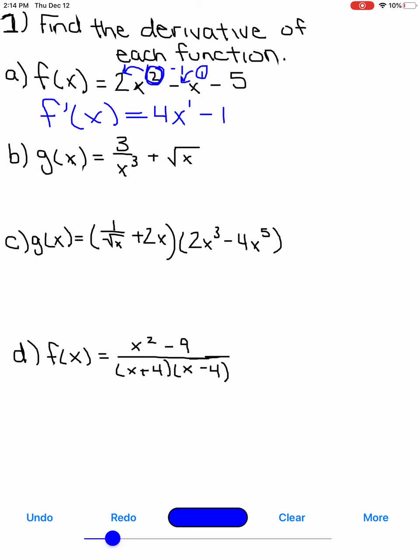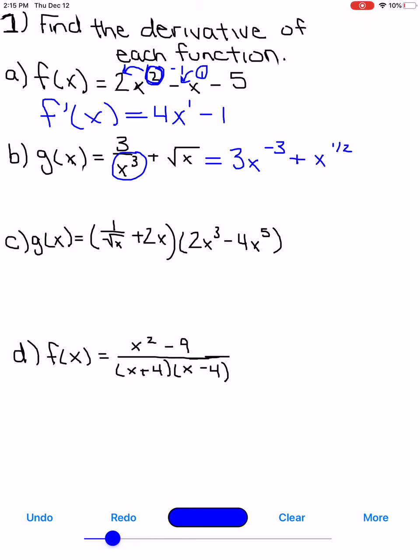For part B, we will also use the power rule, but we need to do a little manipulation first. So this function, g of x equals 3 over x cubed plus the square root of x, can be rewritten as 3x to the negative 3. That brings the exponent down here in the bottom up, and then to bring it up, we just make the exponent a negative. Then we'll have plus. A square root is also written as the exponent 1/2. So instead of the square root of x, we will have x to the 1/2.